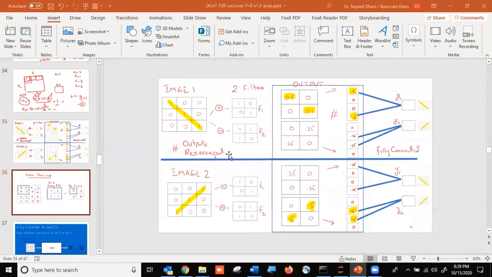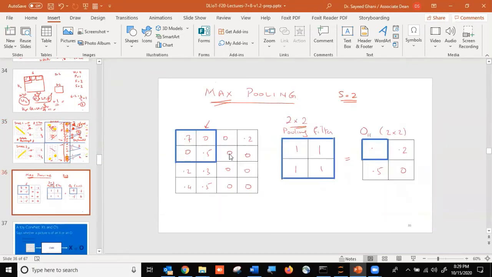Let's just calculate it. So let's say we don't have these values here and try to calculate them. Okay, so what are the values going to be? Well, all we're going to do is apply this filter to this particular area, again, as in the past, and we're going to take the maximum value. So all it's doing is taking the maximum value.